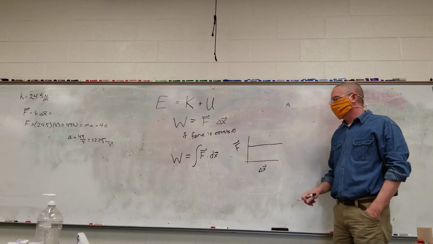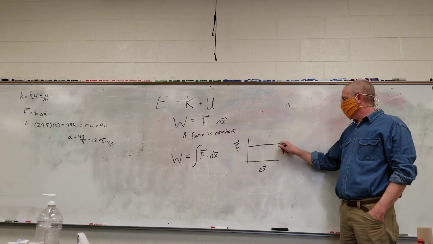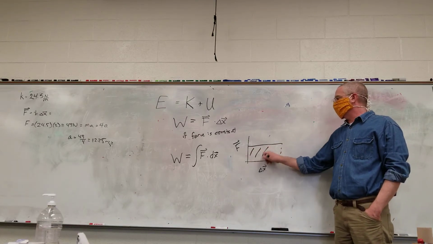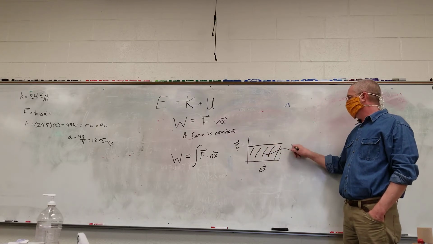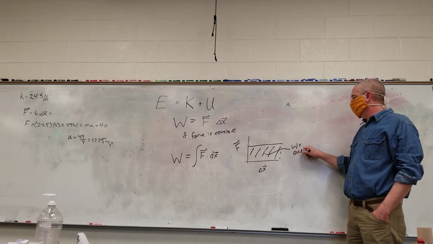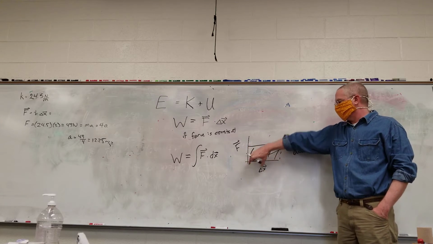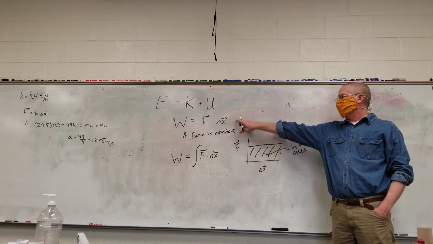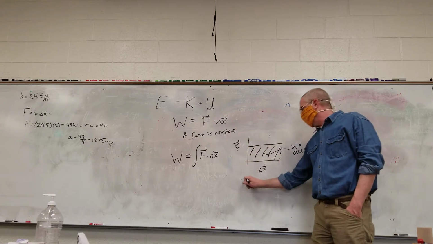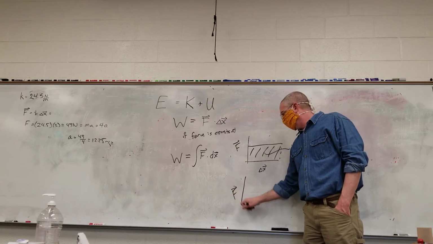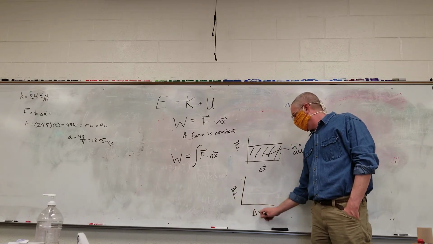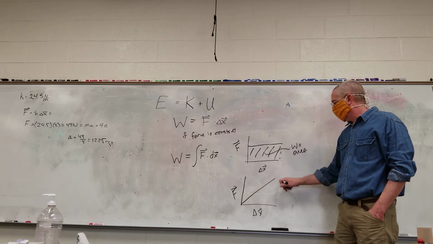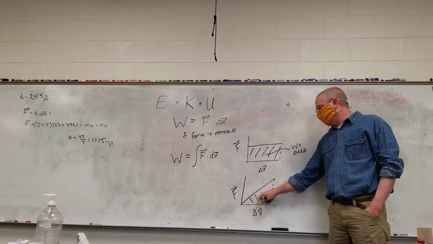It looks like that. That would be a constant force, and so the work is just the area underneath. So it's whatever that force was times the displacement. That's just straight up multiplication. If force is not constant, it's still the area underneath.